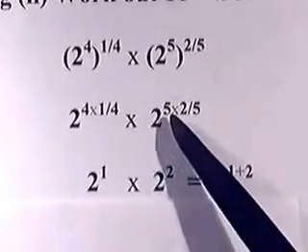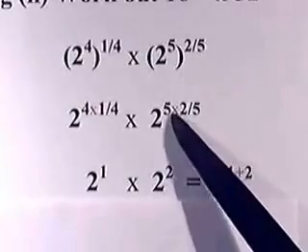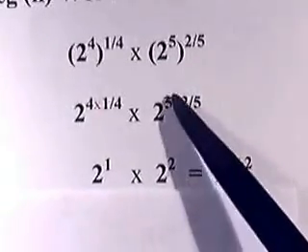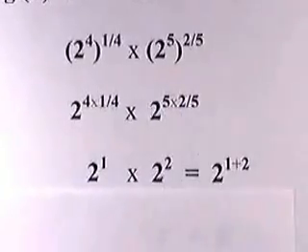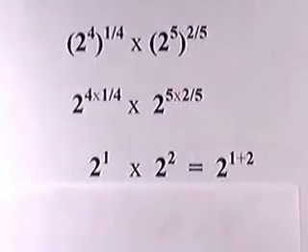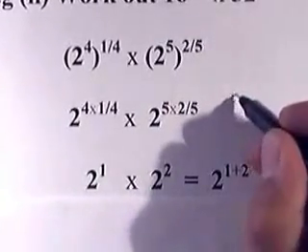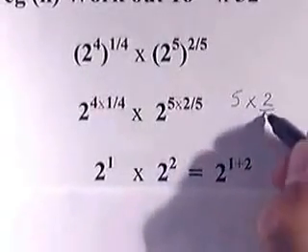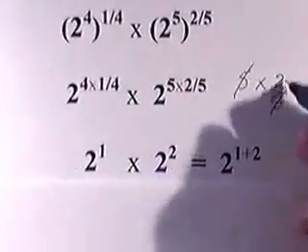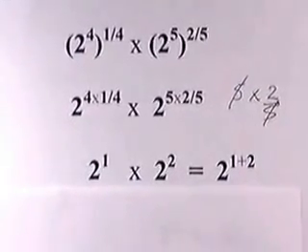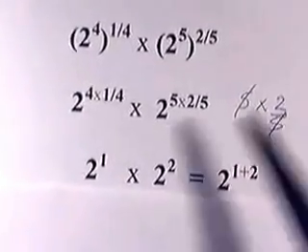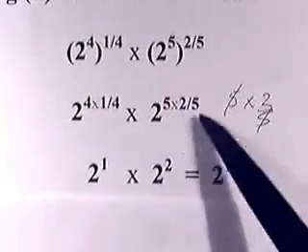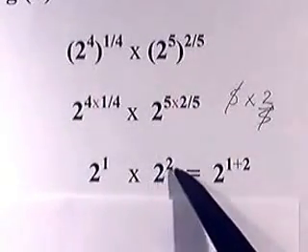Here we've got 5 times 2/5. Well, this 5 and that 5 can cancel out, because it's a bit like doing this, isn't it? It's a bit like saying 5 times 2/5, and those 5's cancel out, leaving you with 2 on the numerator. There it is there. So all of this is really the same as 2 to the power 2.